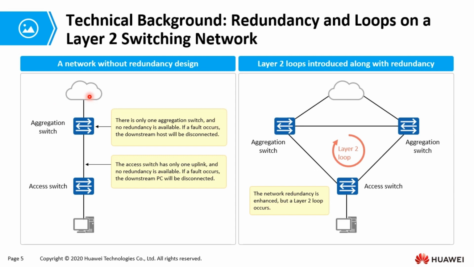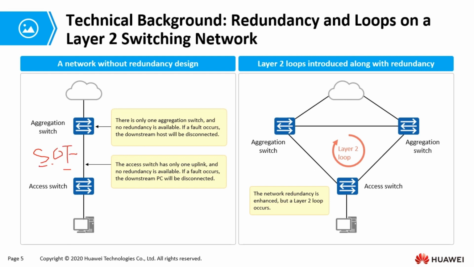Okay, so when you connect your access switch to the upstream aggregation switch, if the uplink to the aggregation switch is down, your downstream access switches, which are connected to your hosts, cannot access the services on the network. Most of the time, we call this scenario a single point of failure.